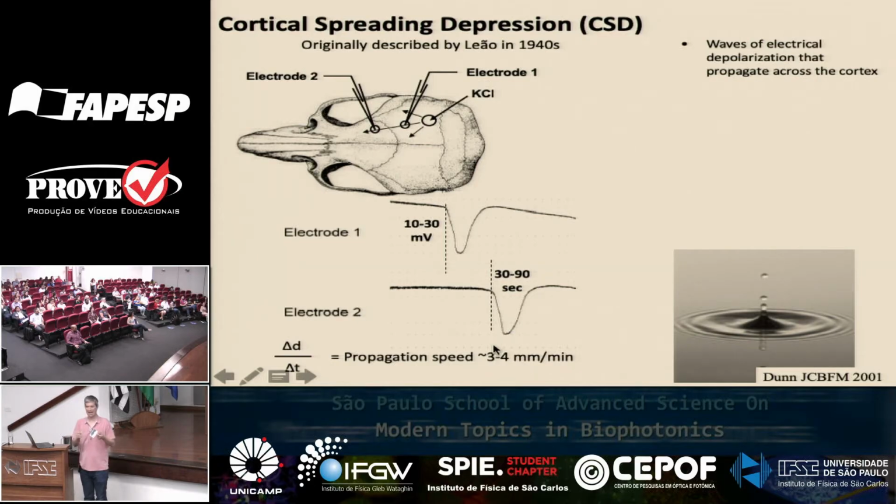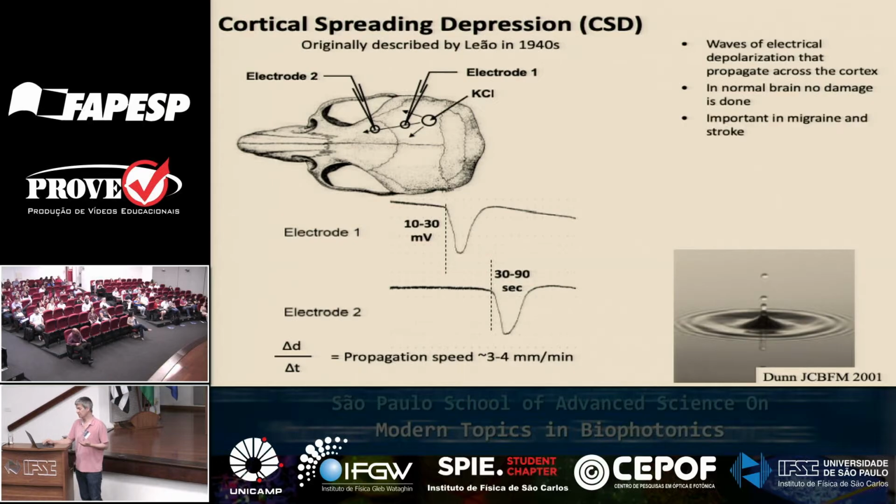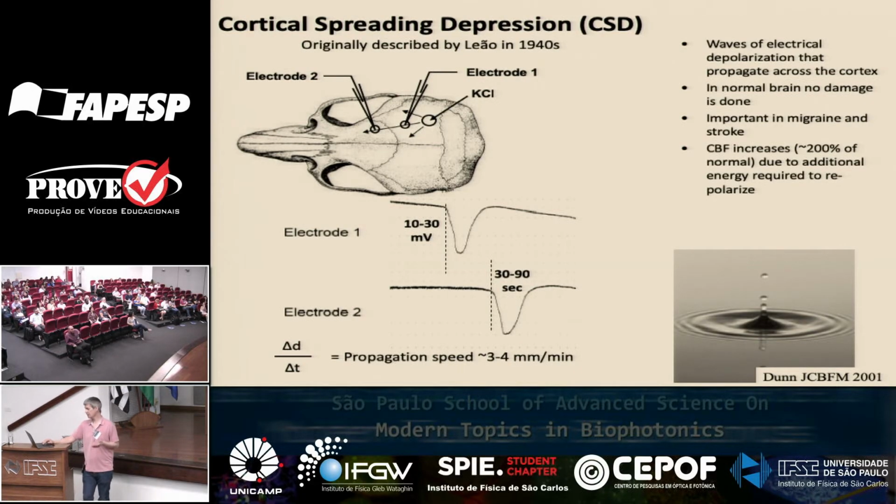So the pumps have to increase their activity to pump more ions across the membrane. To do that, they need more ATP. To get more ATP, they need more oxygen. To get more oxygen, they need more blood flow. Right? So we could measure blood flow and essentially measure this propagation of a cortical spreading depression across the surface of the brain.